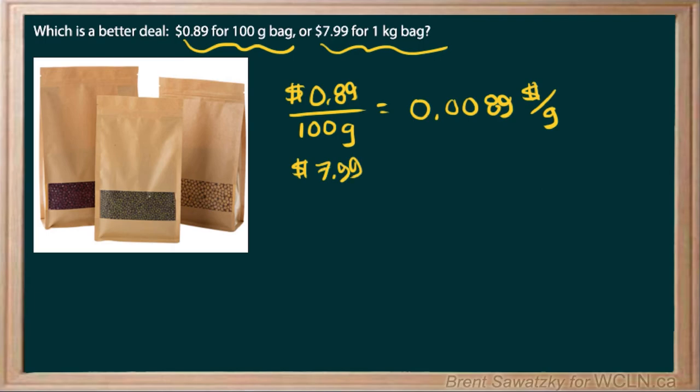Going with the other situation, we have, let's see, $7.99, and we're 1 kilogram. So we have to stop and say, well, having dollars per gram and having to compare it with dollars per kilogram just complicates things a bit. So let's do our unit calculation by switching that to grams. And a kilogram, we know, is 1,000 grams.